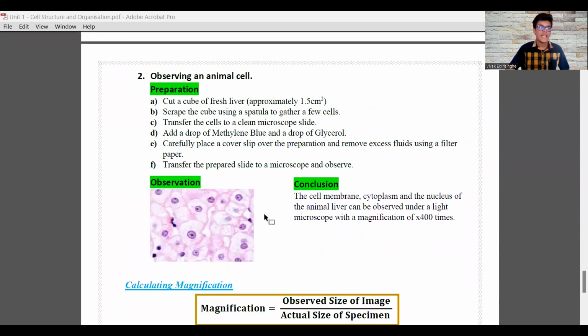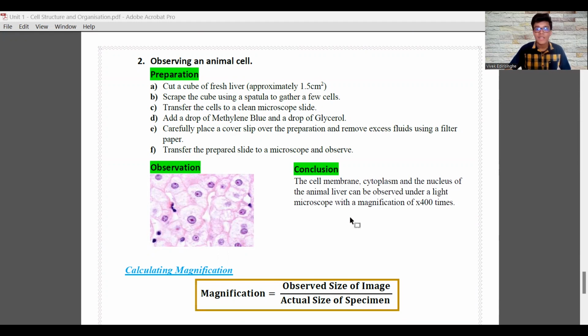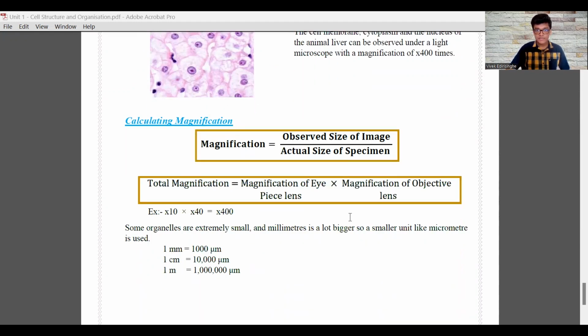The second practical activity is observing an animal cell, where you scrape a cube of fresh liver with a spatula to gather a few cells and observe them under a light microscope. You would observe something like this, where the cell membrane and the nucleus are clearly visible. So in conclusion, the cell membrane, cytoplasm, and nucleus of animal liver cells can be observed under a light microscope with a magnification of 400 times.